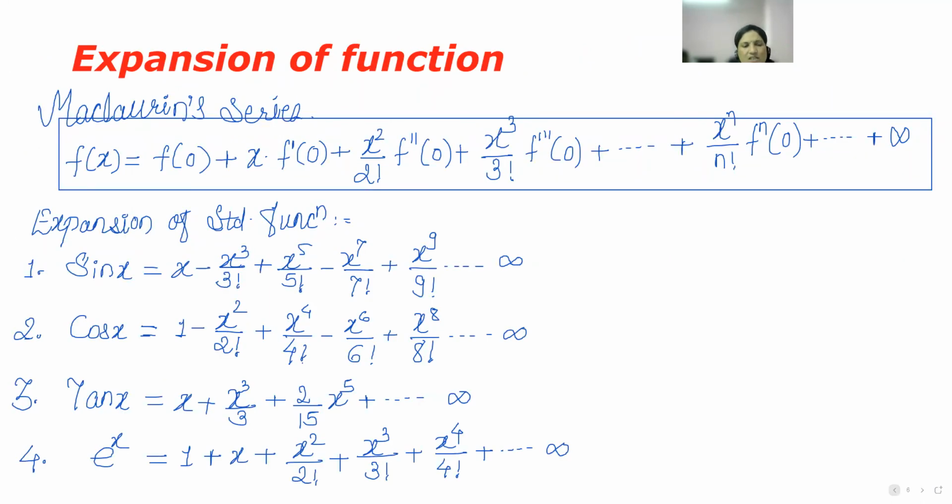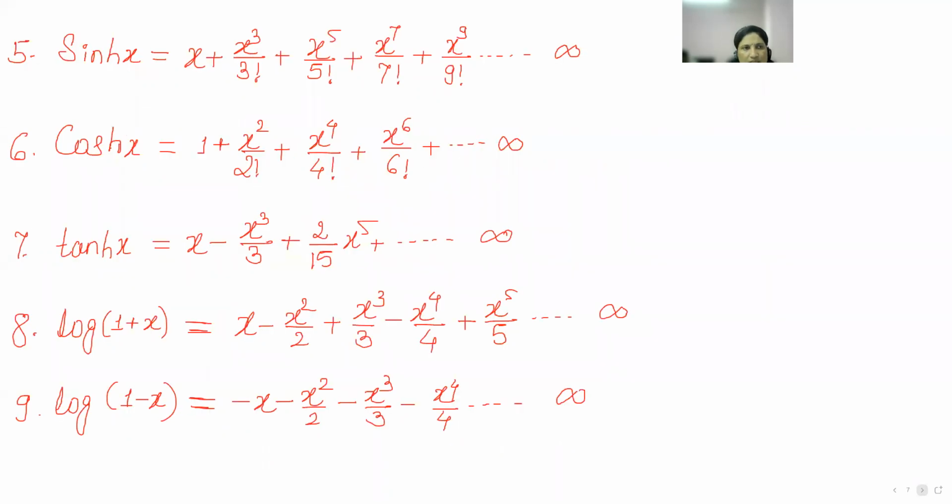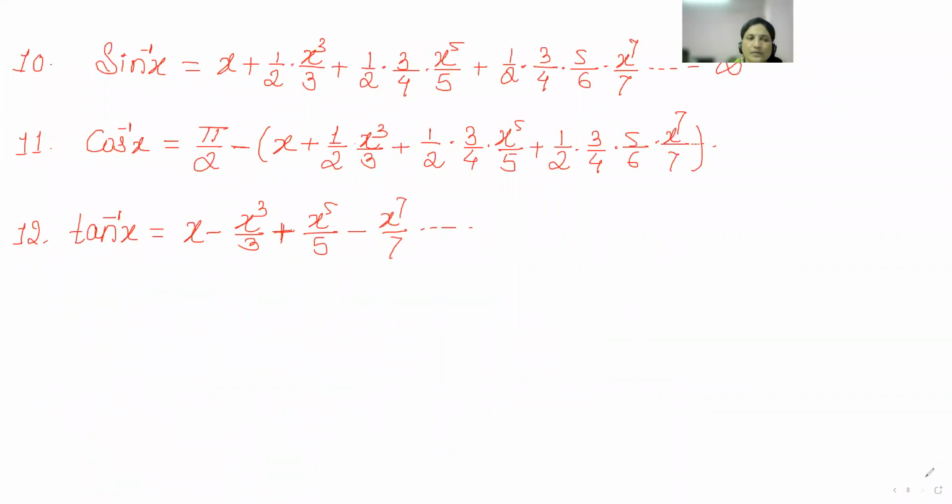In this, sin x, cos x, tan x, e raised to x, then sin hyperbolic x, cos hyperbolic x, tan hyperbolic x, log of 1 plus x, log of 1 minus x, and then sin inverse of x, cos inverse of x, tan inverse of x, we can use directly as a formula, or sometimes we have to prove them. Okay, so in MCQ they can ask the first two terms of expansion of sine inverse of x. What are they? x plus 1 by 2 into x cube by 3. Only two terms.